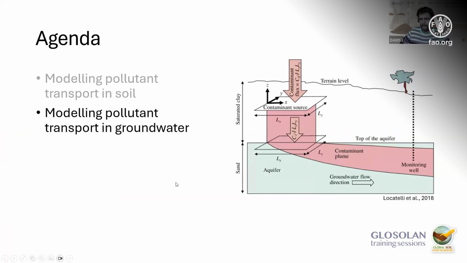Okay, then Jeff, we're all settled, so please go on. So my part will be on the pollutant transport in the groundwater system. Ingeborg explained to you how the pollutants travel from the terrain surface to, in this case, the top of the aquifer, so the water table. And in my part, I'm going to explain how the pollutant can be transported in the groundwater system itself.